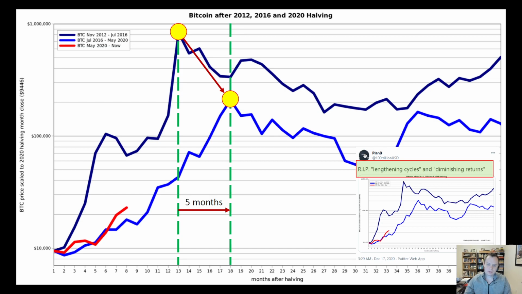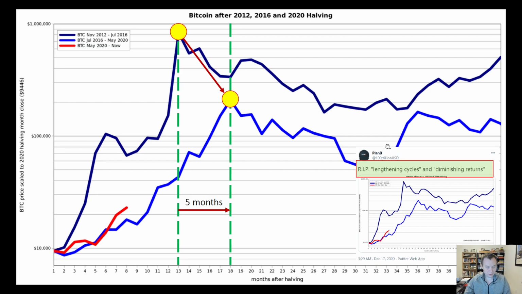So saying things like "RIP lengthening cycles and diminishing returns," I would respectfully say, well, what about this cycle? Is the argument that this cycle did not have diminishing returns? Is the argument that it did not take longer? Because from my perspective, as measured from the halving, which I don't know is necessarily the best place to measure it from anyway, both tend to hold up, according to this chart.